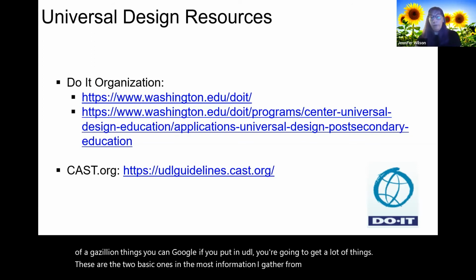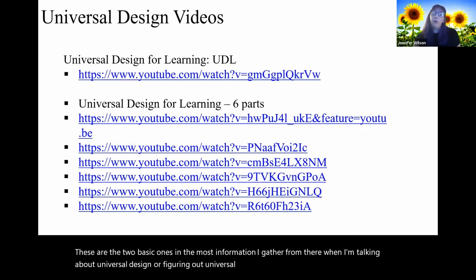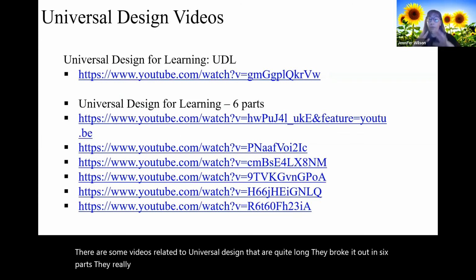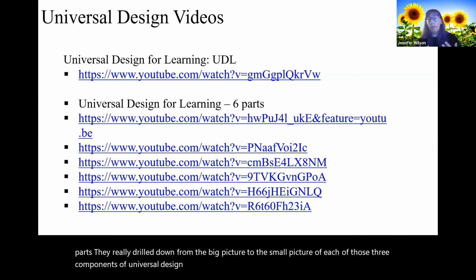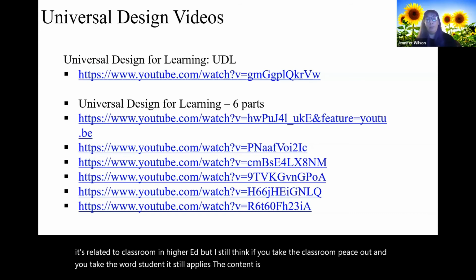When I'm talking about universal design or figuring out universal design, there are some videos that are quite long. They broke it out in 6 parts. They really drilled down from the big picture to the small picture of each of those 3 components of universal design. I think it's a great resource or something you can pop to. Again, it's related to classroom and higher ed, but I still think if you take the classroom piece out and you take the word student, it still applies. The content is still a good resource for what you might be seeking, and the videos are pretty good.